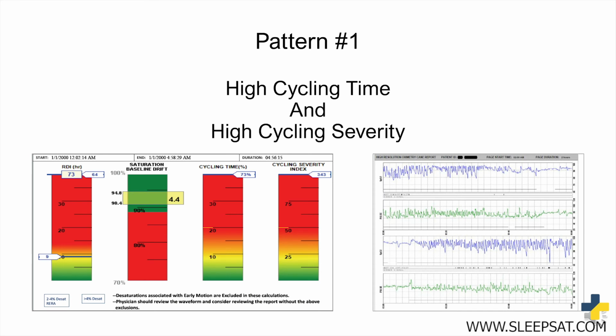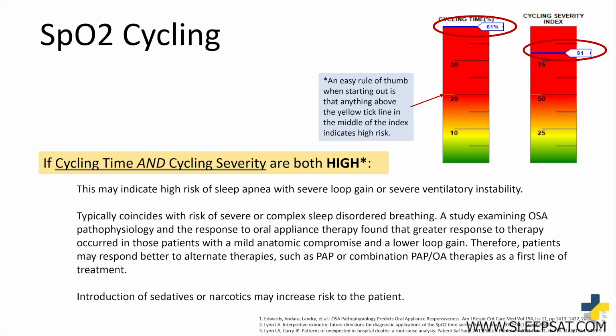Our first pattern has high cycling time and high cycling severity. This may indicate high risk of sleep apnea. This pattern is indicative of severe ventilatory instability, sometimes caused by high loop gain. Typically coincides with risk of severe or complex sleep-disordered breathing.